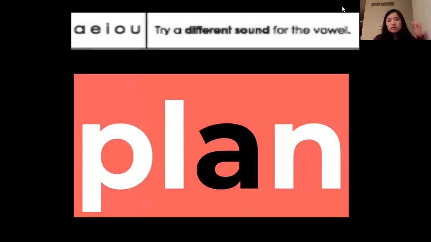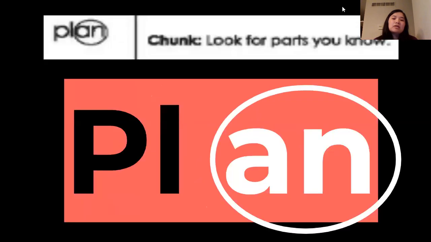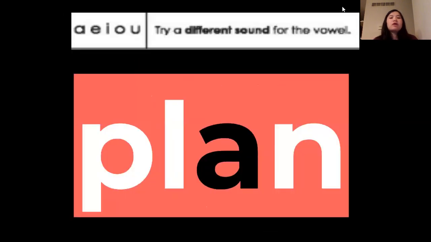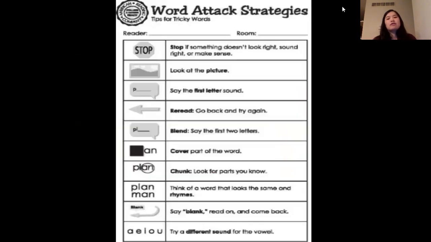Okay, try a different sound for the vowel. If you use a short vowel sound and it doesn't sound quite right, then try using a long vowel sound in its place and see if it makes a difference. So for here, the word is pull and plan. You say it. We went through all of our steps. Again, here's our chart for the word attack strategies.